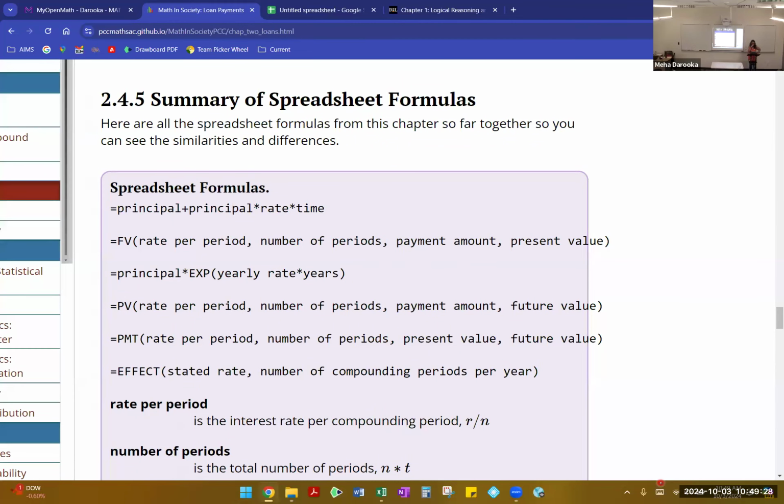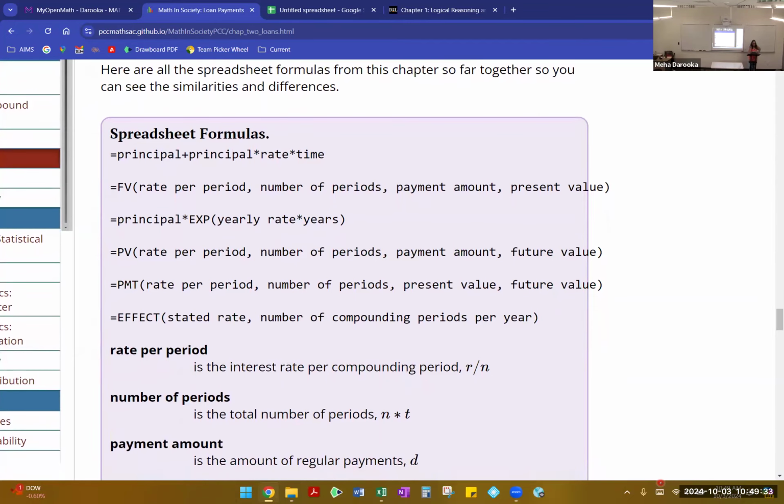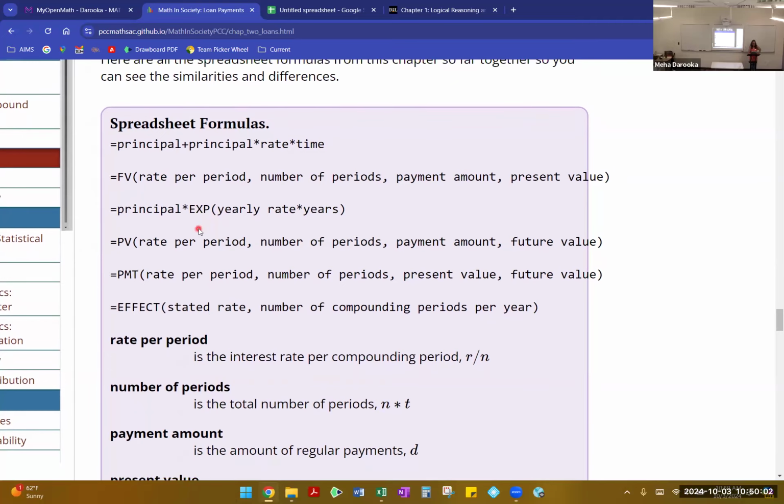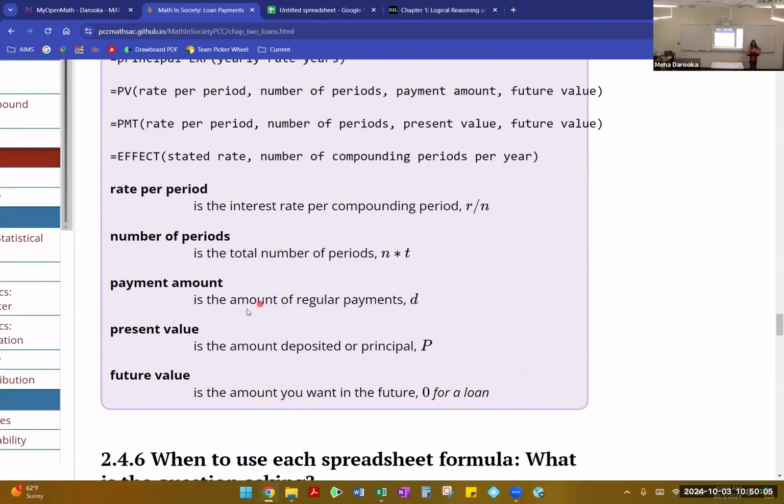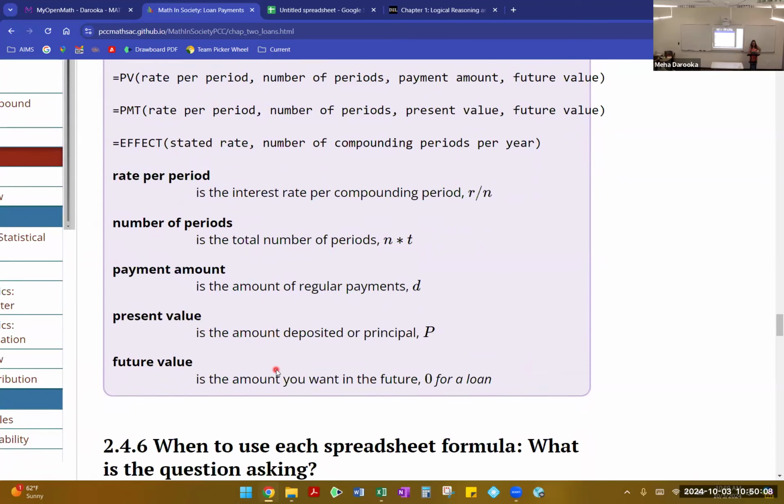All right, so here they're just giving you a summary of all the different functions we have talked about. Of course, you've got the future value formula, FV, you've got the present value, the payments, and then remember, we had also talked about effective rate. The other one is the simple interest formula. So that first one, the principal plus principal rate time, is the simple interest formula. This one, remember, principal times the EXP was the continuous compounding formula, where you use the natural number E. So that's what this is for continuous compounding. And then they're just giving you the breakdown of the different arguments you put inside these.